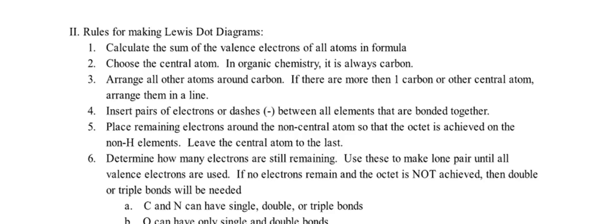Now what? This is important: place the remaining electrons around the non-central atoms so that the octet is achieved on all the non-hydrogen elements. Leave the central atom to last. Number 6, this is where you need to do a little bit of math, okay? Determine how many electrons are still remaining. Use these to make lone pairs until all the valence electrons are used. If no electrons remain and the octet is not achieved, then you have to consider that double or triple bonds will be needed. Now, this is important.